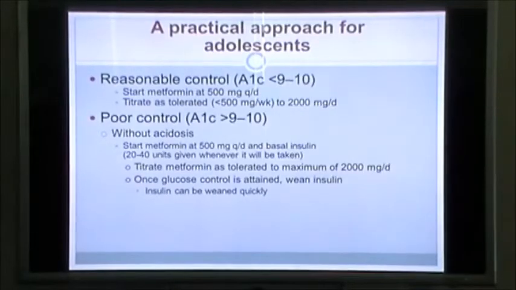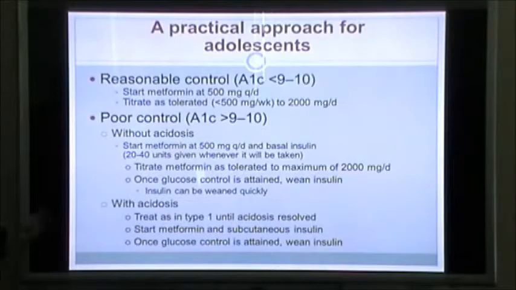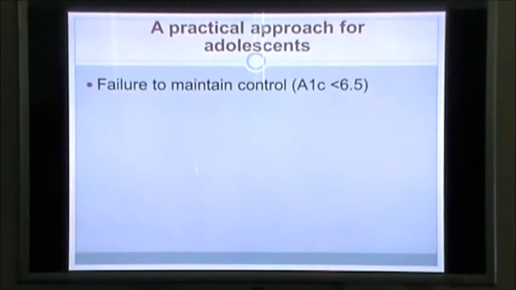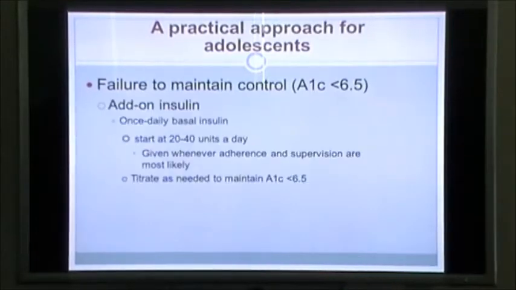You treat as tolerated. If they have worse control, start metformin and insulin. Titrate the metformin, decrease your insulin rapidly. There's no evidence that going slowly helps any. If they have acidosis, then obviously you have to treat their acidosis. If they don't maintain control, add basal insulin, titrate as needed to maintain A1C of 6.5%.